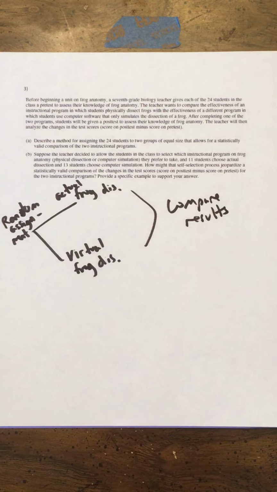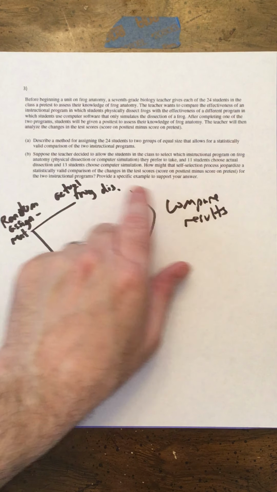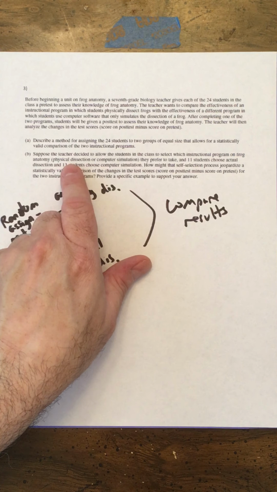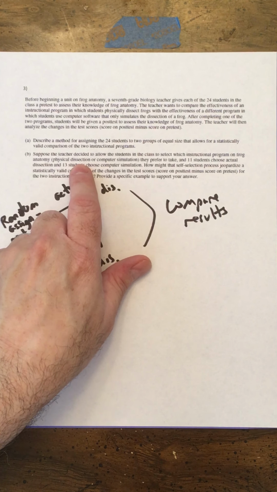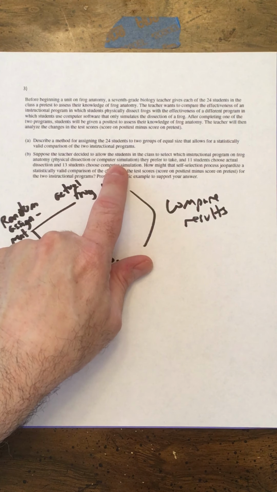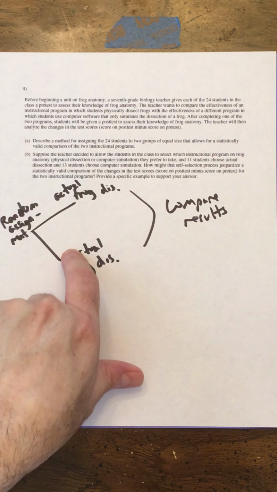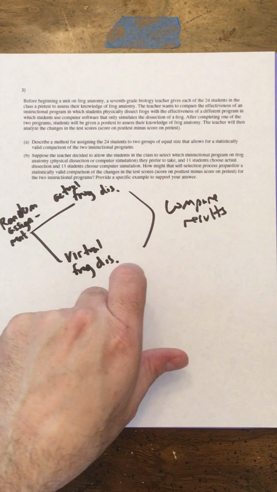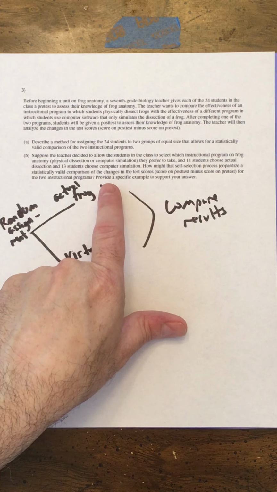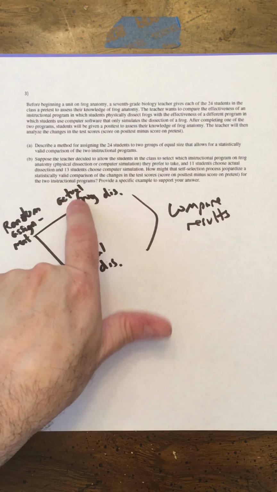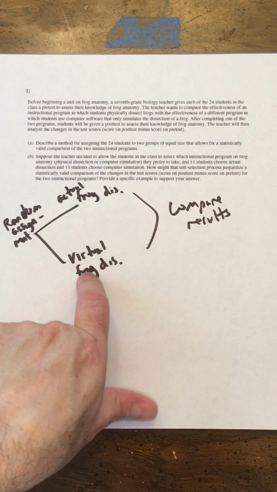Okay? Suppose the teacher decided to allow the students in the class to select which instructional program on frog anatomy, whether they pick physical dissection, actually doing the dissection, compared to the simulation. So they get to select which program they're going to use, whether they're going to do the actual dissection or the virtual dissection. And what happens is 11 students choose this group and 13 students choose this group.